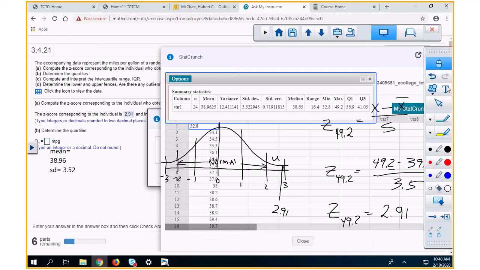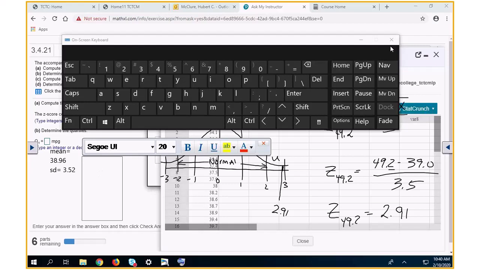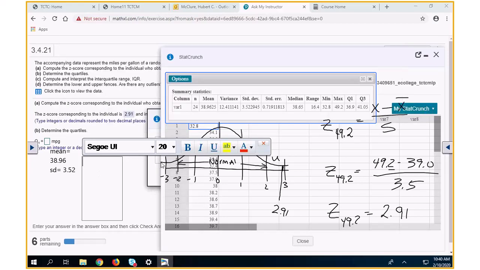I need to type those in because y'all ain't going to tell me, so I'll just type them over here. And if you do tell me, so the mean is 32.8. The first quartile is 36.9. The median is 38.65. The third quartile is 41.05. And the max is, I'm looking for it, 49.2.